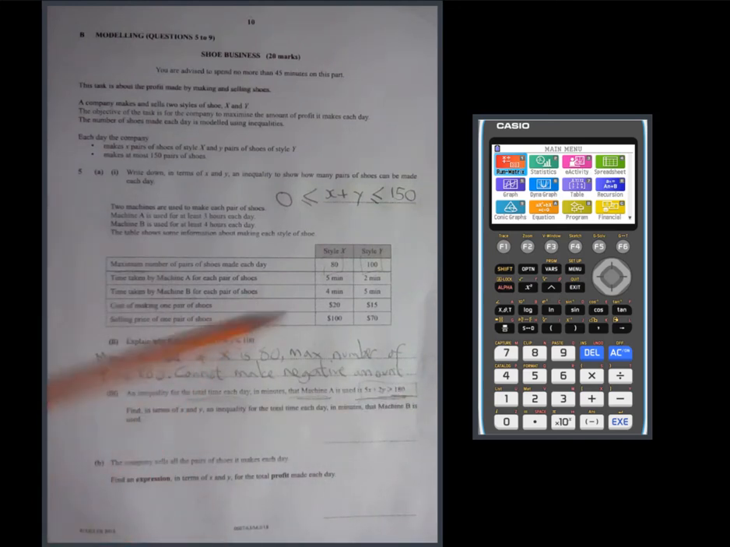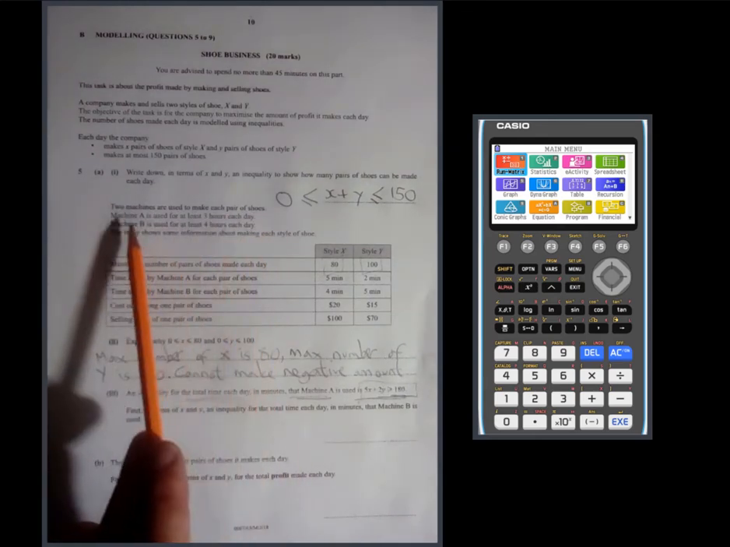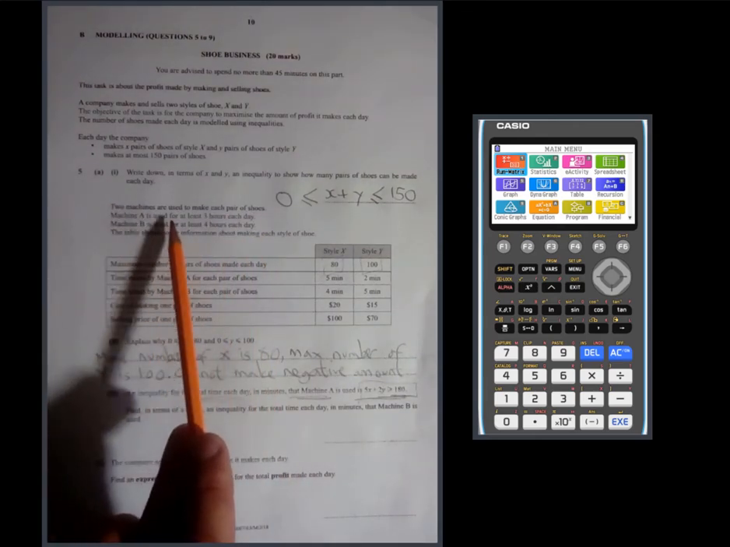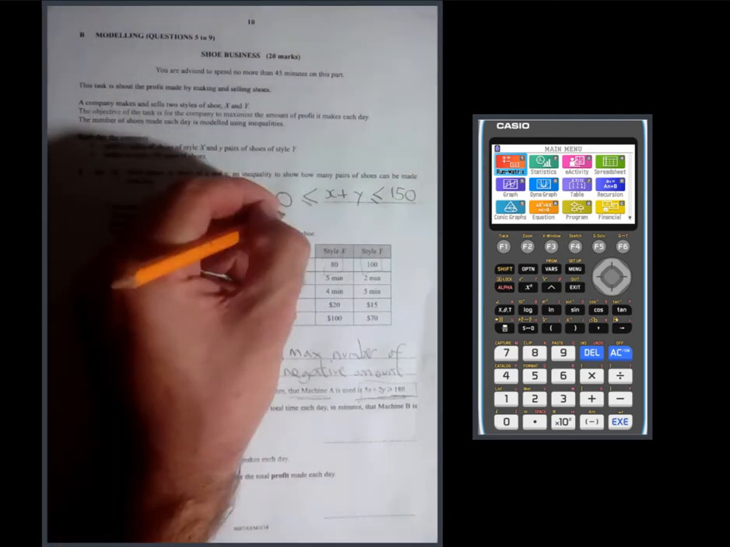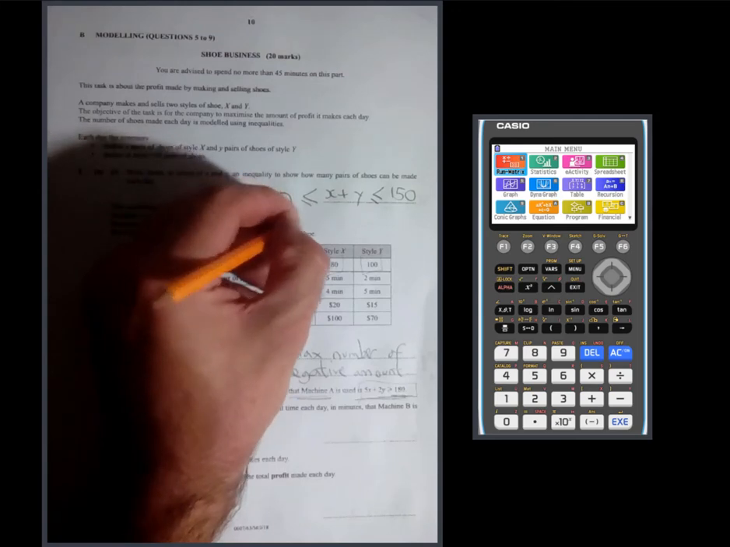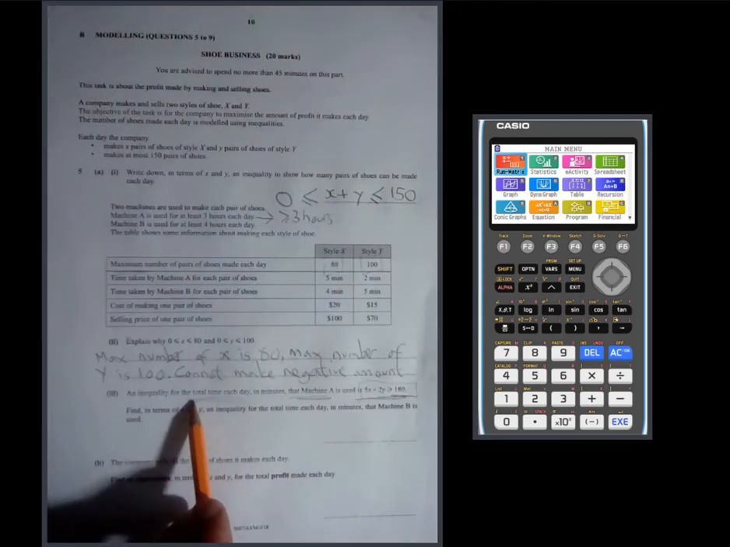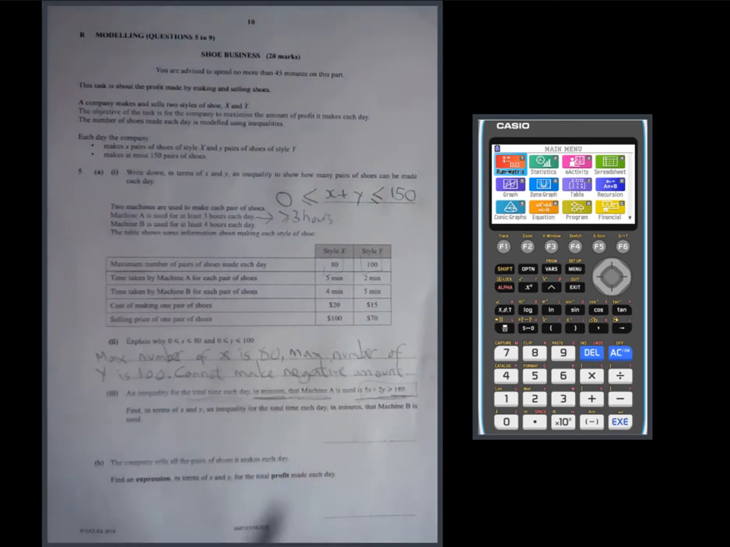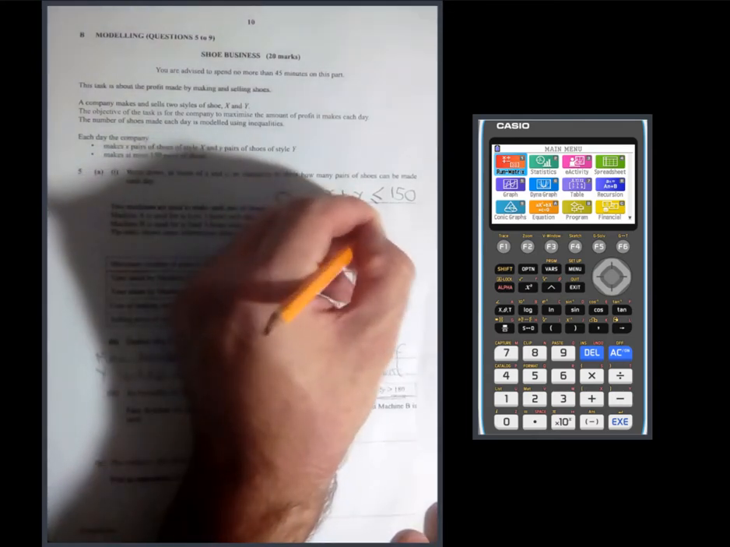And if you look further up, you can see two machines are used to make each pair of shoes. Machine A is used for at least 3 hours each day. So at least 3 hours means greater than or equal to 3 hours. And this inequality says the total time each day in minutes. So 3 hours in minutes, well, there's 60 minutes in 1 hour. 3 times 60 is 180. So that is where this 180 came from.